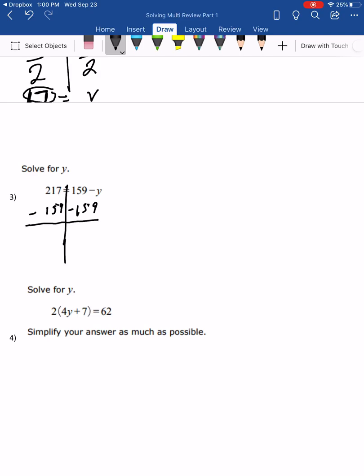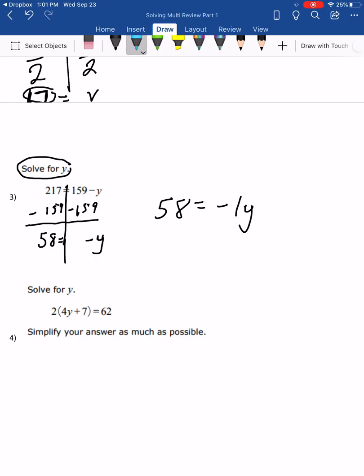So 217 minus 159 is 58 equals, this is the part that people miss. 58 is not our answer because we don't have y alone. We have negative y, which is not what we want. We want to solve for y and not solve for negative y. You should remember negative y means that there's a negative 1 in front of y, that the coefficient of y is negative 1. So it's like 58 equals negative 1y. You don't need to put the negative 1, but if it helps you, go ahead and put it.